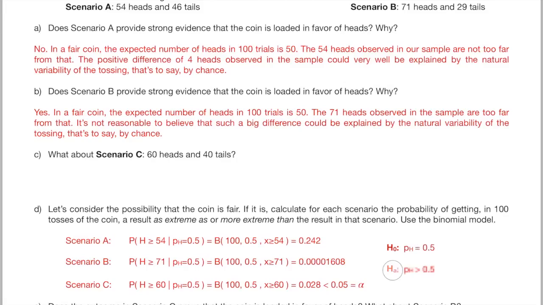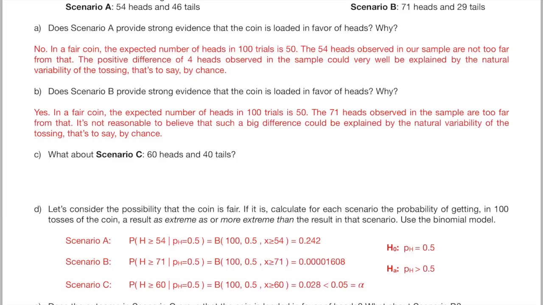The hypothesis that can be expressed with an inequality is usually called the alternative hypothesis, denoted H subscript A. In this case, the alternative hypothesis is the probability of heads is greater than 0.5, or equivalently, the coin favors heads. This probability that we got here, or here, or here, is called the p-value.